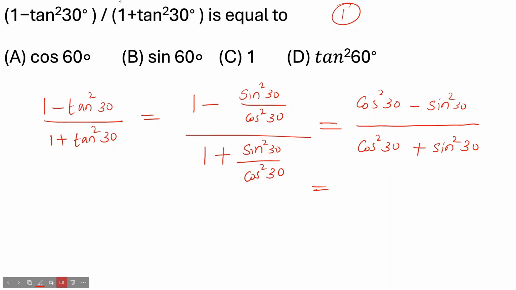And what is this? Cos square 30 minus sine square 30 is cos 2 theta. Here it is 1. And here theta is the angle 30 degree. So it will be cos 60. Option A is the correct answer.